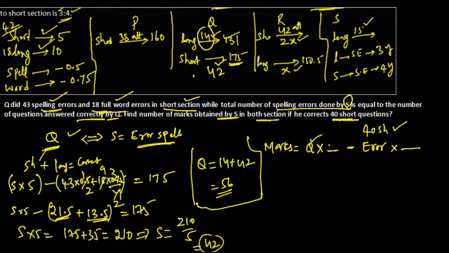Okay. Now what I need to find out? The number of marks obtained by S. In order to find the number of marks obtained by S, I need to find the correct questions. I need to find the wrong questions. In order to find the wrong questions, the data is given like this. Total number of spelling errors done by S is equal to the total number of questions answered correctly by Q. Means the correct questions in Q is equal to number of errors done by S. So the total number of errors done by S is nothing but 56 now.